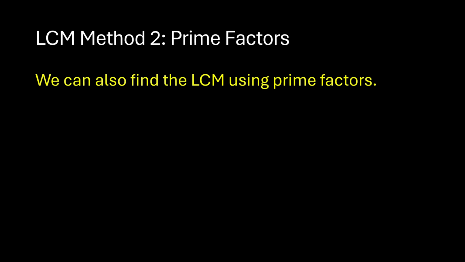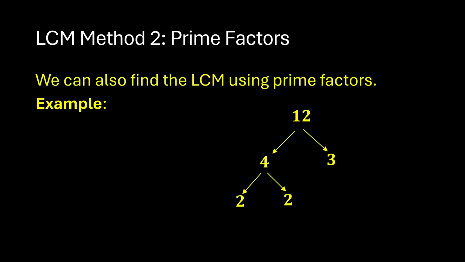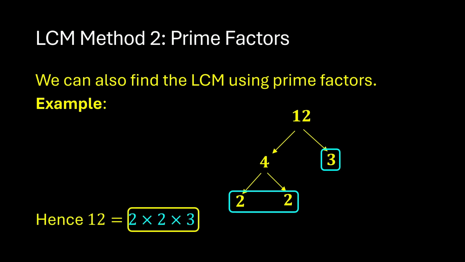Let's take a look at another example of a factor tree. So consider the number 12. We can write this as 4 times 3, and 4 can be expressed as 2 times 2. Therefore, 12 can be expressed as 2 times 2 times 3.